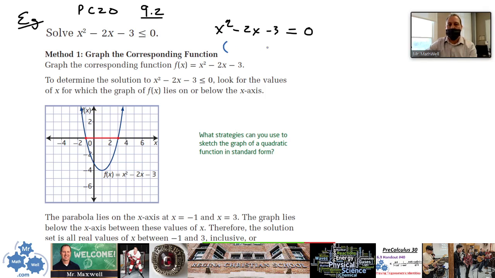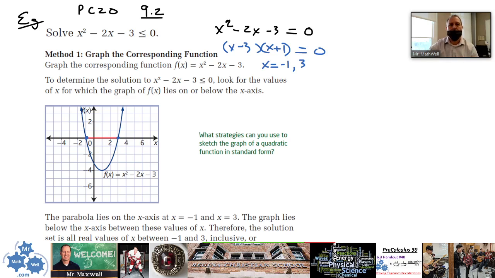Could we factor this? That might be handy, because then you could find out what the intercepts are real quick. So can we do that? x minus 3, x plus 1. So we have x-intercepts here of negative 1 and positive 3. And you see that's what these are on the graph. So when you graph it, you might want to try and factor it or find the zeros so that you can place this.